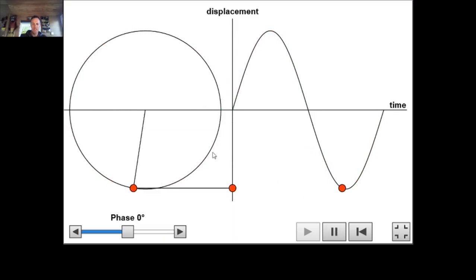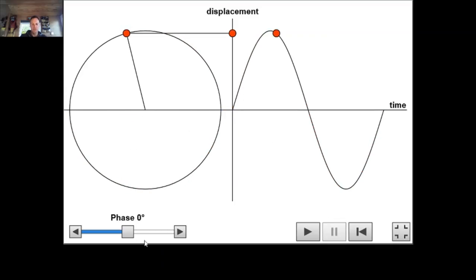If it's at this point, it goes to the top, and then when it goes down, it goes to the bottom. So you can basically map a ball going around this circle with this ball going up and down. What we then say is it goes through a cycle.